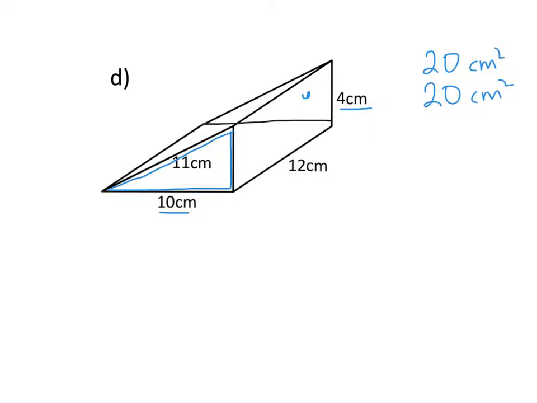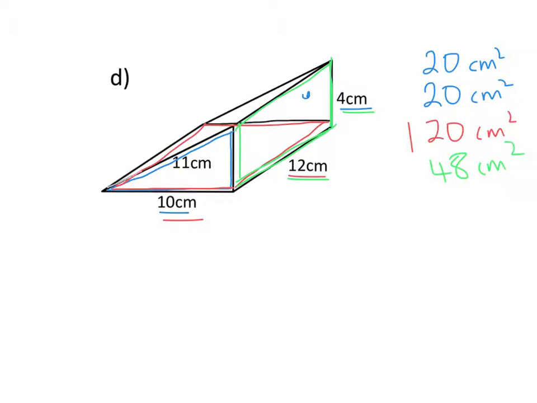Then I'm going to do the base. So the base is 10 by 12, which is just 120. Then I'm going to do the, well, in this case it's the front, but in the last example it was the back in green. So that's 12 times 4, which is 48.